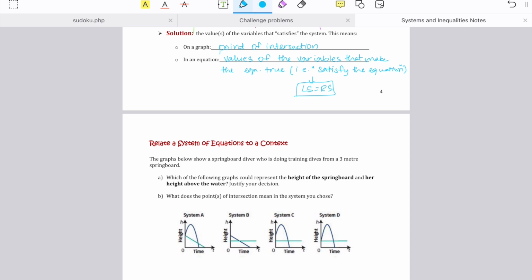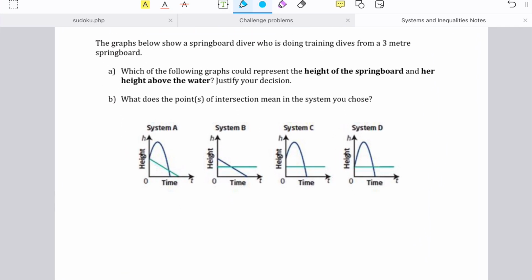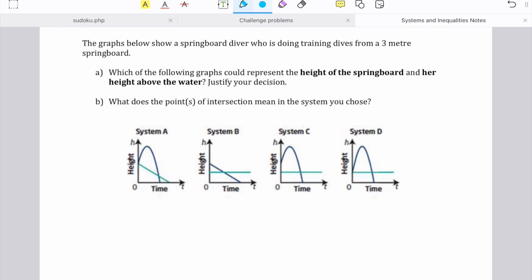Relate a system of equations to a context. So we're talking about real life examples here. Which of the following graphs would represent the height of the springboard and her height above the water? So there's a diver who is diving from a 3 meter springboard. What would the graph look like? Would it be system A, B, C, or D?